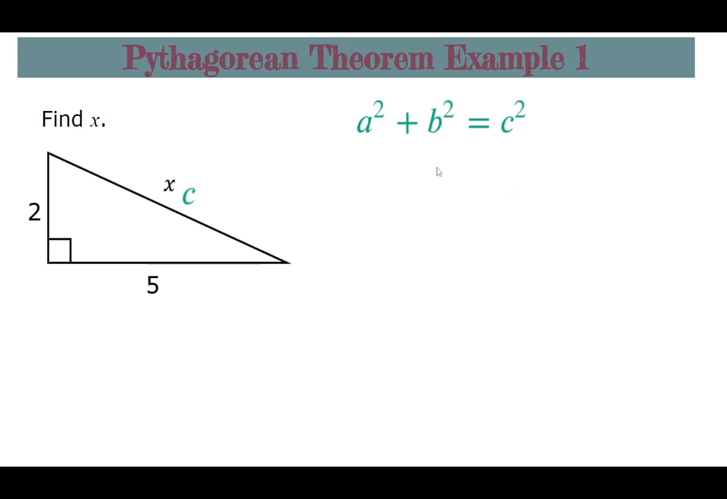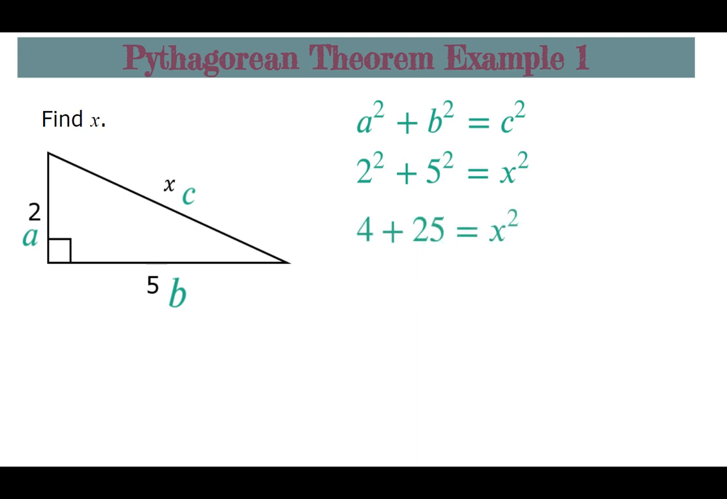C is always your hypotenuse, the side across from that right angle. So I'm going to label that C. A and B, it does not matter. So I'm going to label side 2 as A and side 5 as B. So now we can substitute those values into our equation. So we have 2 squared plus 5 squared is equal to x squared.